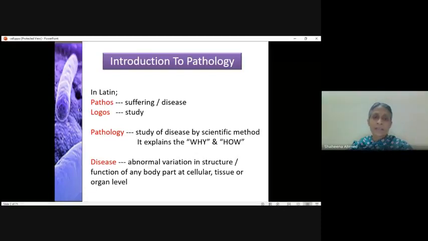Now, pathology, as we know, this is where we study the diseased body. The thing is, what we are looking for, why it happened, and how it happened. So, what we are doing, we are looking for disease. Basically, disease, this is something which causes a structural change or a functional change within a living tissue.